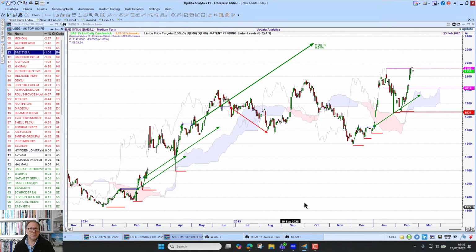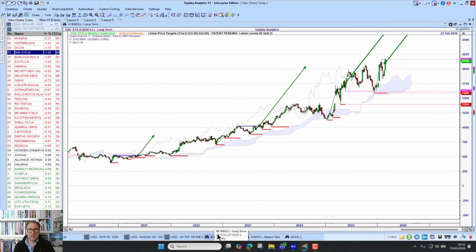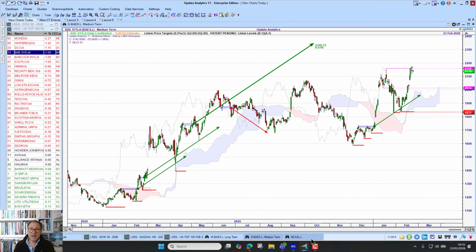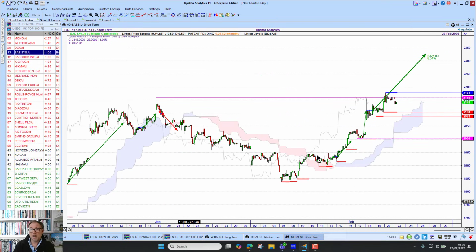BAE Systems, that's the medium-term chart. And we look at the long-term weekly chart, still an amazing looking chart. So you just have to decide what's your time horizon, and how much you want to live with these changes. And even on the short-term chart, even though we're down today 1%, we do have good upside.